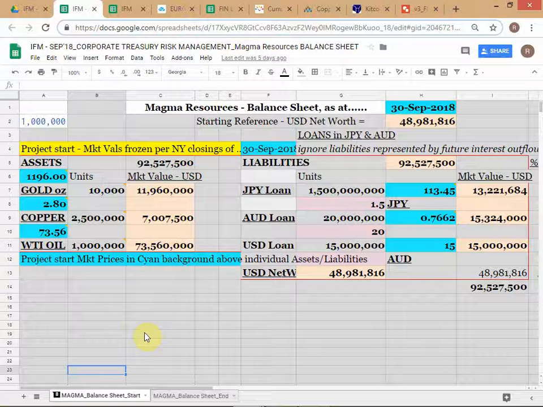Yeah. How can we deduce from this balance sheet that it is in the spot market or forward market? No, that will be given. That information will be given in the case.